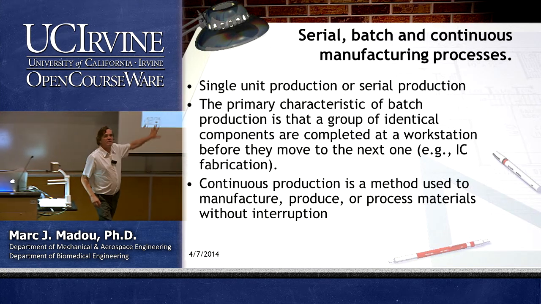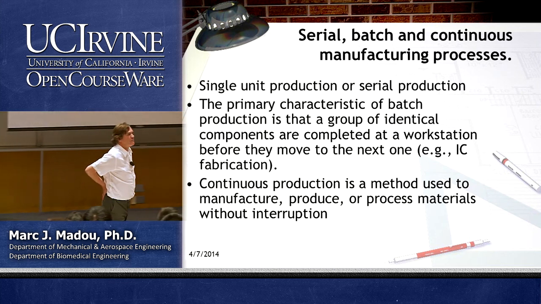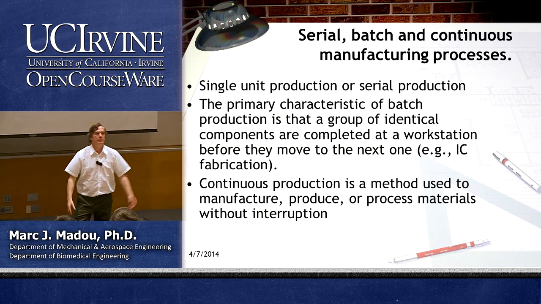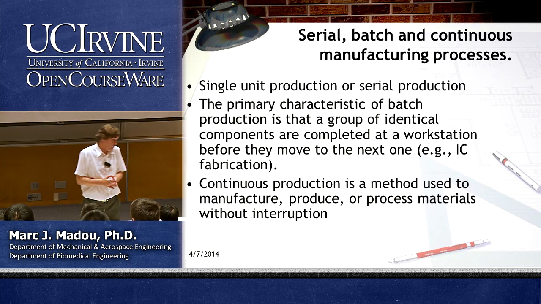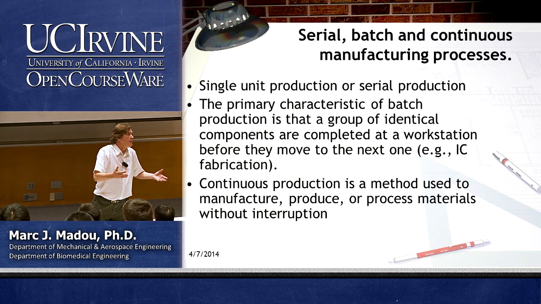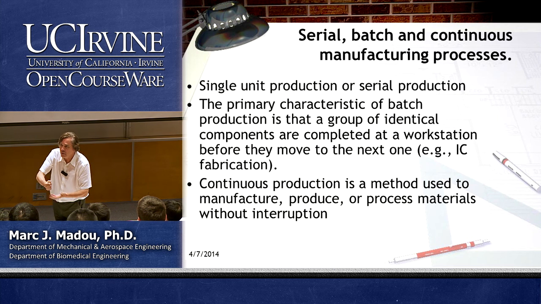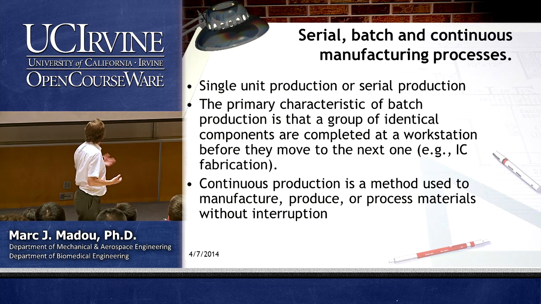Okay, so here comes a very simple segment of the class. This is serial versus batch versus continuous. Let's do this together. What is serial manufacturing? Well, you make one object at a time, right? And that's how it used to be, right? You would have someone on a lathe, on a CNC machine, one object at a time. A lot of work, very expensive.